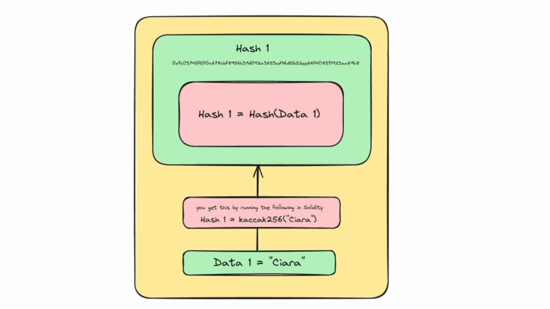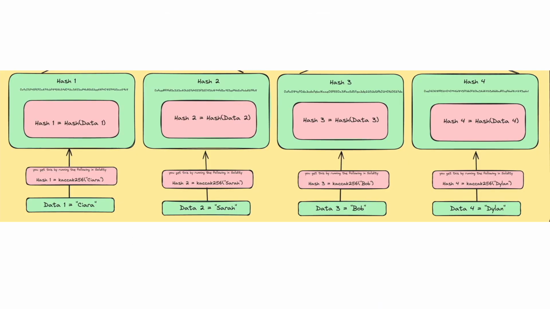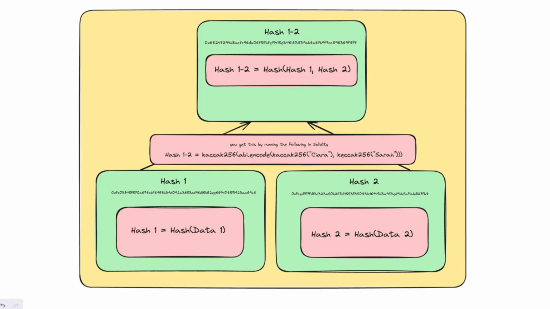We then do that with all of the data in the Merkle tree. So we hash the names Ciara, Sarah, Bob, and Dylan to produce hash 1, hash 2, hash 3, and hash 4. Next, we need to hash the adjacent leaf nodes together to produce the intermediate nodes. So we produce hash 1,2 by hashing together the hash of the name Ciara and the hash of the name Sarah. So in Solidity, we would ABI encode hash 1 and hash 2 together, and then we would hash that using keccak256. And this would produce hash 1,2.